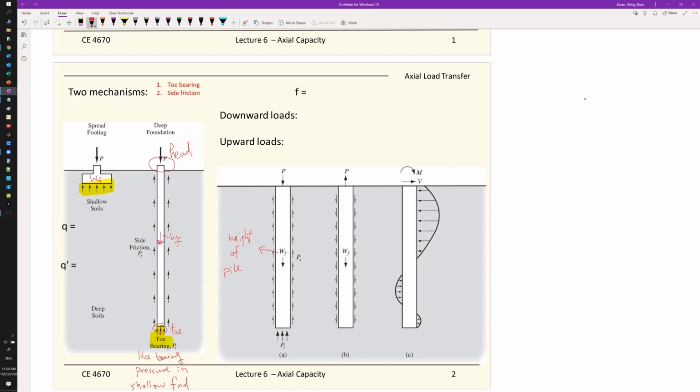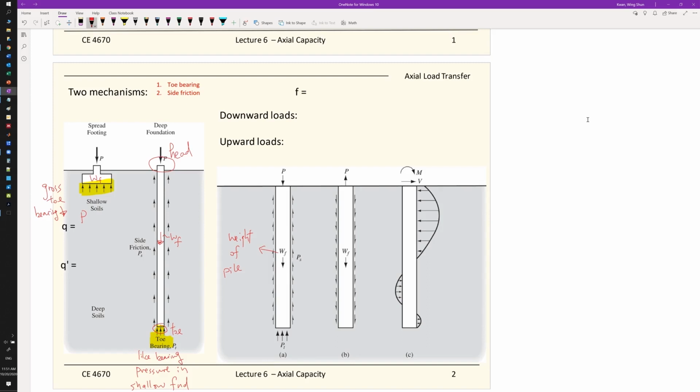And some simple calculations for us to find the toe bearing. So first, we will calculate the gross toe bearing. The gross toe bearing is equal to the loading at the head. You get the loading transferred down, and it becomes the resistance, the toe bearing at the bottom.